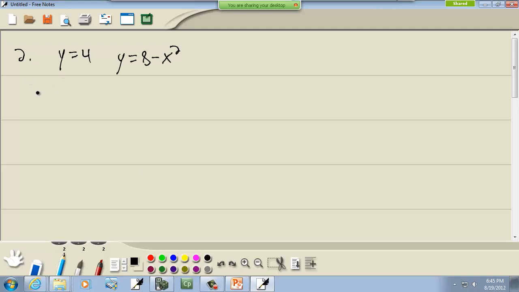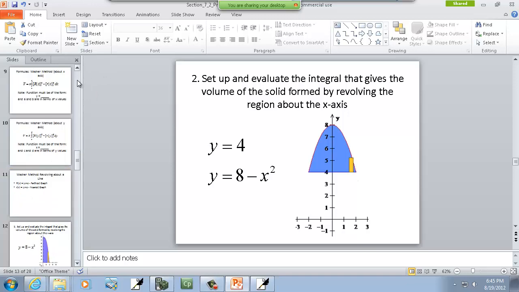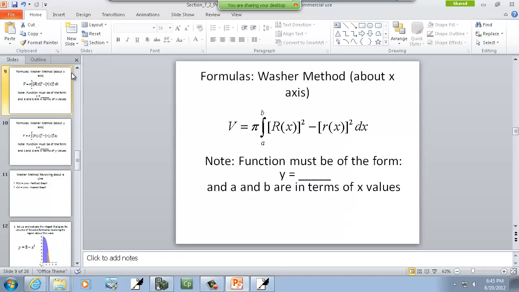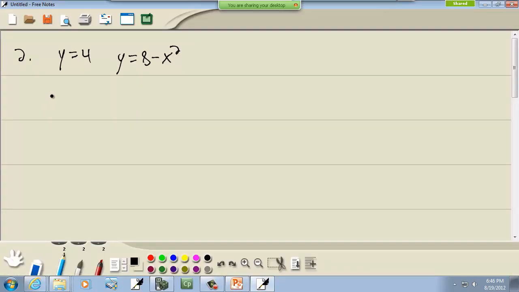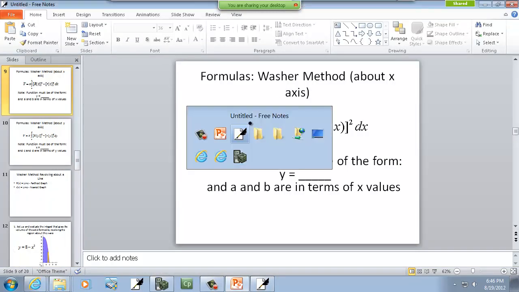I don't think I really remember the formula. I think it's r of x squared minus little r of x squared, but let me see. Yep, yeah it is. Okay. So I got pi, and then a to b, and then r of x squared minus little r of x squared dx. Let's see if I got it right. Yep.